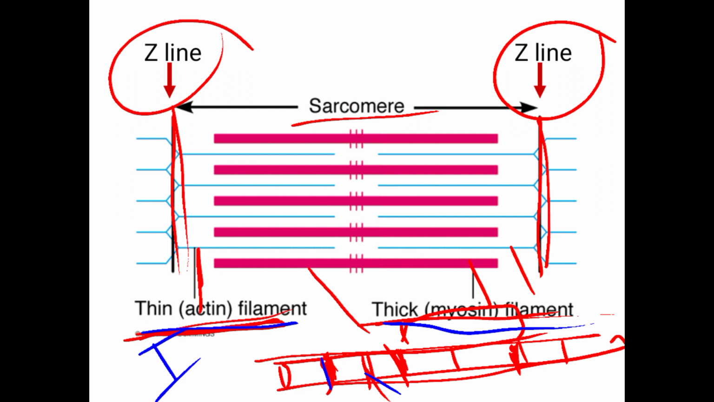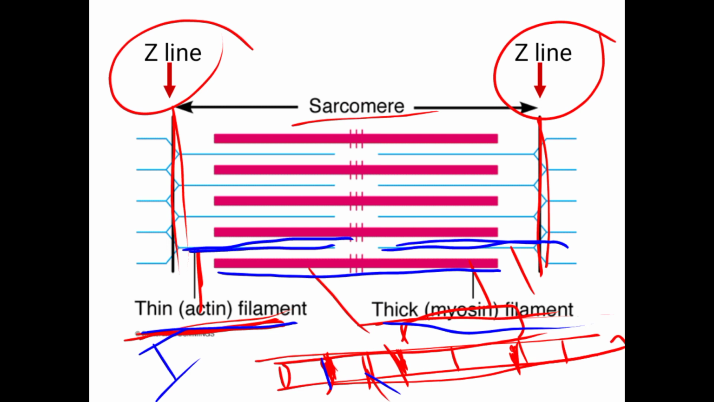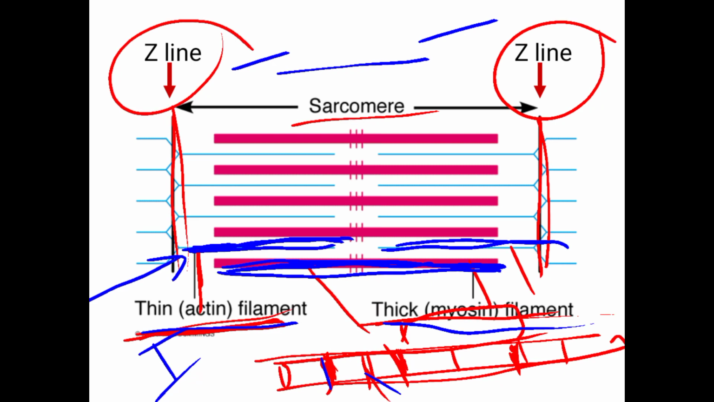Clear? So these are arranged like this. These are thin filaments. Between the two thin filaments, one thick filament is present. So when muscle contraction happens, the thin filaments slide over, coming nearer. This is the relaxation of the muscle.